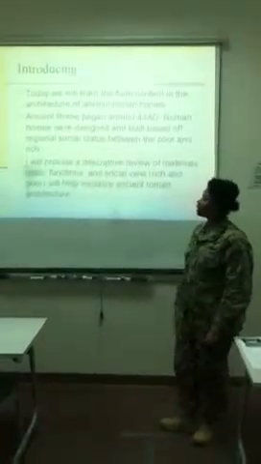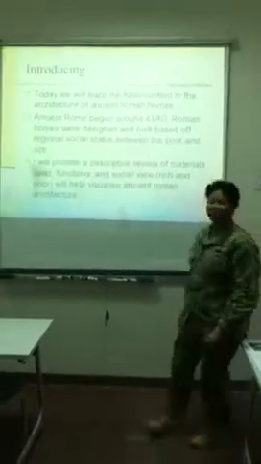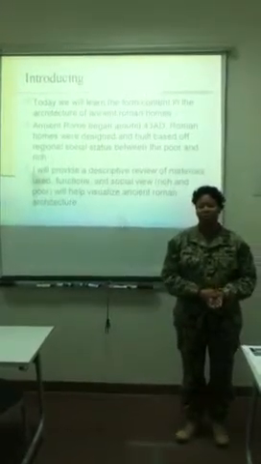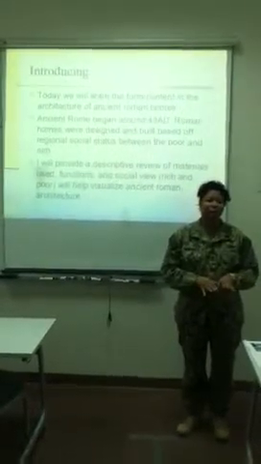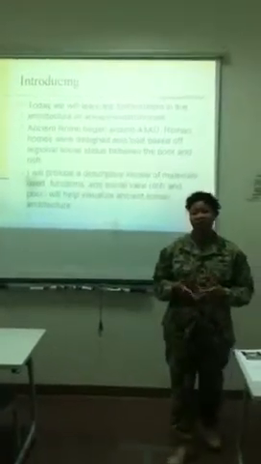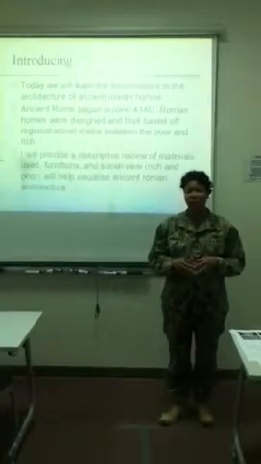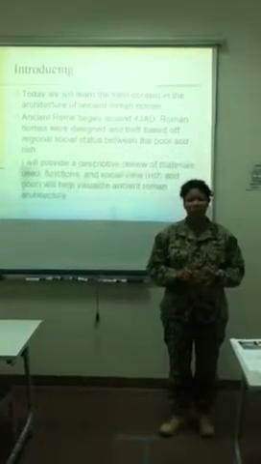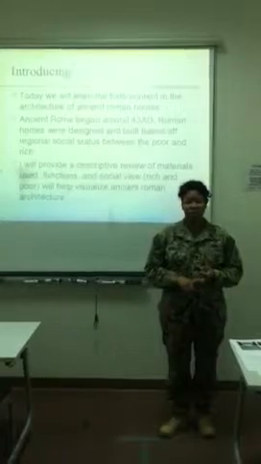So here today what we'll learn is a form of content in the architecture of the Roman homes. Ancient Rome began around 43 AD, and with that the architect designed and built homes based off social status. So from a social view perspective, I'll provide you with descriptive information on materials that were used, functionalities, and social view.